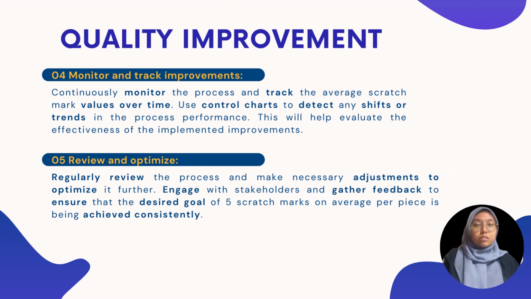Lastly, review and optimize. Regularly review the process and make necessary adjustments to optimize it further. Engage with stakeholders and gather feedback to ensure that the desired goal of 5 stretch marks on average per piece is being achieved consistently. The goal in reducing the average number of stretch marks per item can be accomplished by implementing this suggestion and maintaining a mindset of continuous improvement.